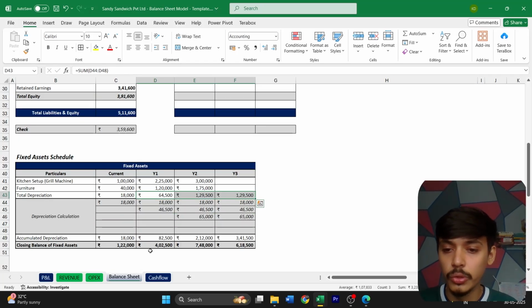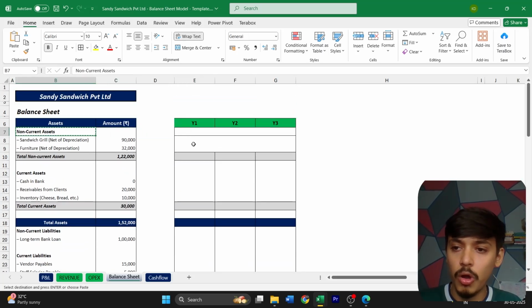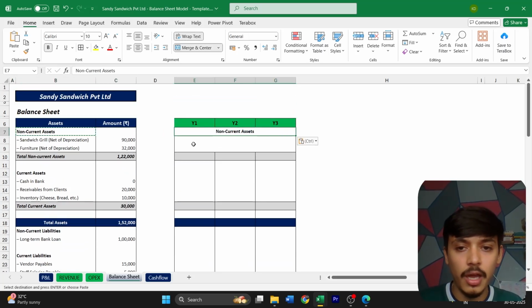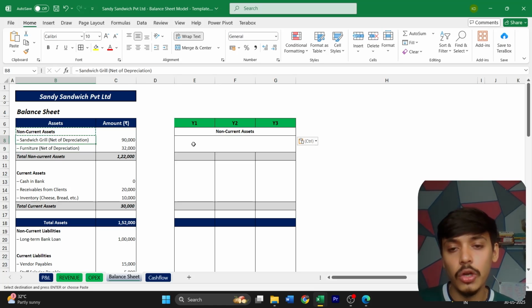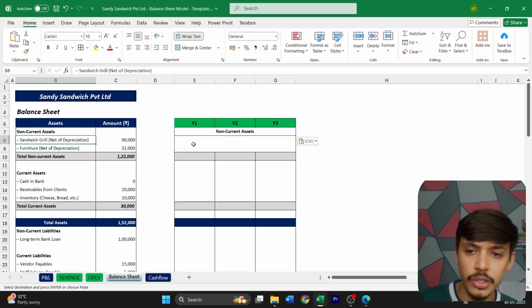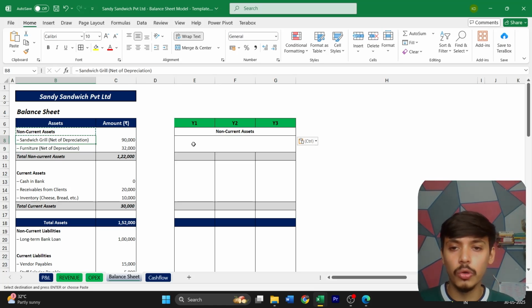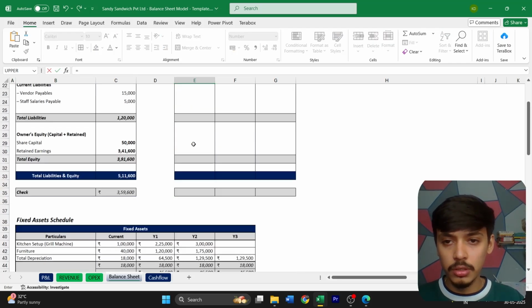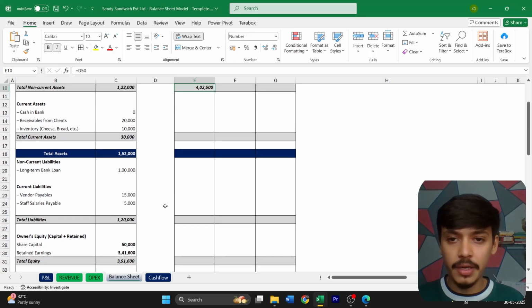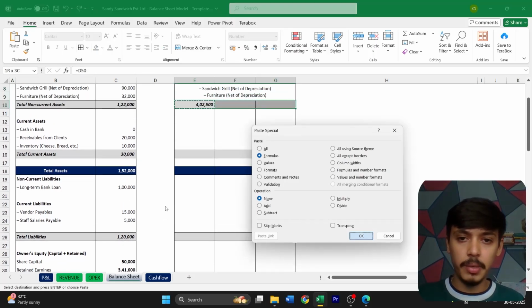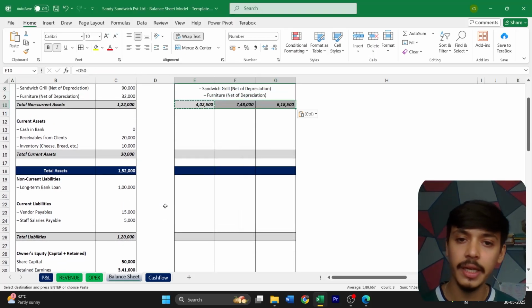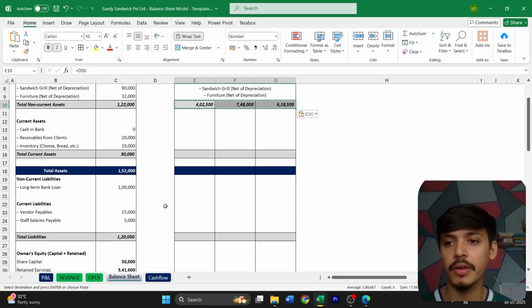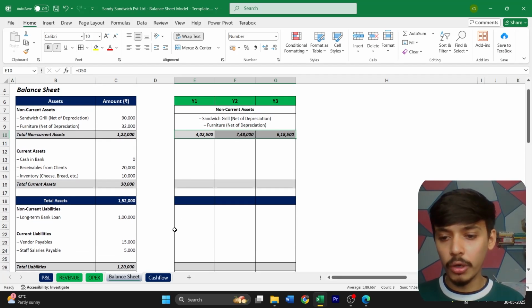So let's plug in the closing balance. So here we are going to copy paste this. So we are accounting for non-current assets. We are not adding separately the kitchen and furniture amounts. We will add the total closing balance of fixed asset. So the amount for year 1 was 4,02,500. Next year we will paste this entire formula. So 748 and 618,500. Perfect. So we now have added our non-current asset.